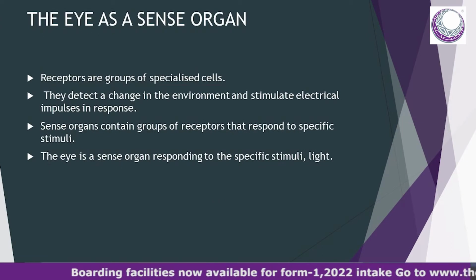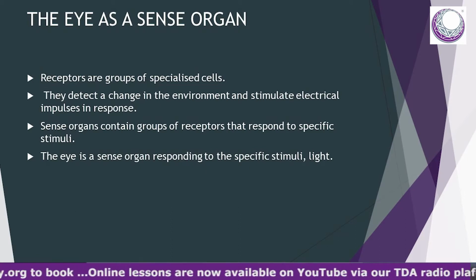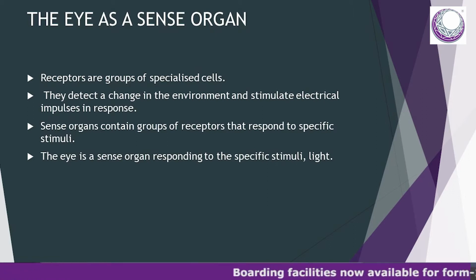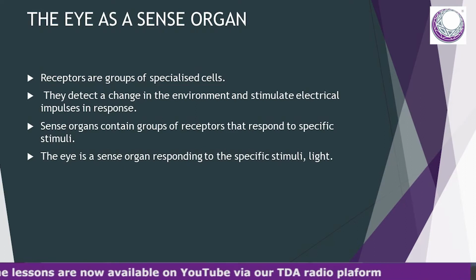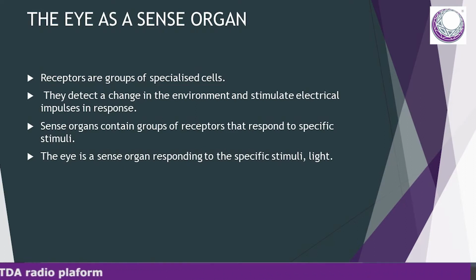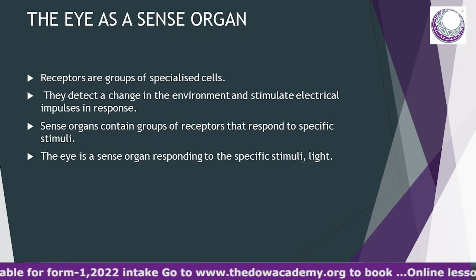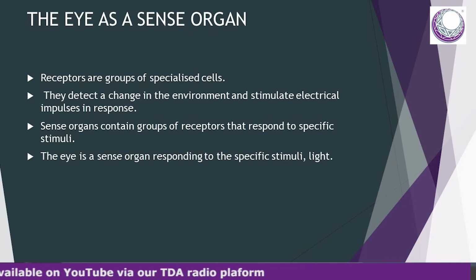An eye, just like any other sense organ, responds to a stimulus which is light. It has a specialized group of cells, the receptors, which respond to light. They detect a change in the environment. So the eye responds to light, and the light will stimulate electrical impulses which are sent to the brain for the interpretation of the image. So sense organs, in a nutshell, contain a group of receptors that respond to specific stimuli.